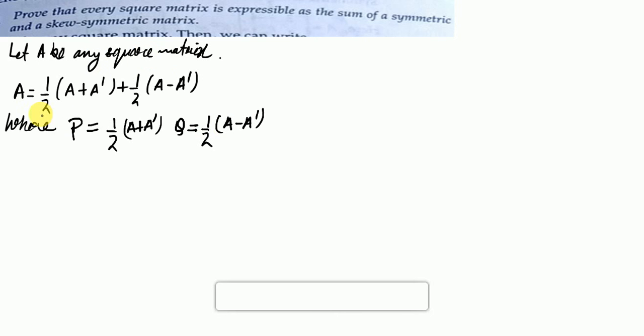And jab isko hum solve out karenge to hame A hi milega. Taking 2 LCM, so upar aayega A plus A dash, and sath mein plus mein A minus A dash. This is plus A dash, this is minus A dash, cancel out. And here we have 2A over 2, so 2 se 2 cancel and A. So similar A hi mil jata hai. So is type se jab hum isko solve out karenge to hume A hi milega.